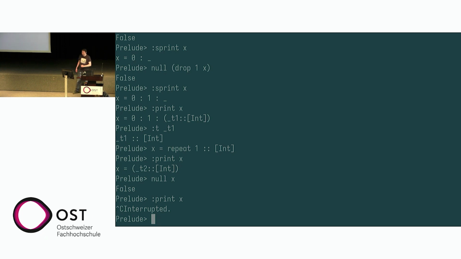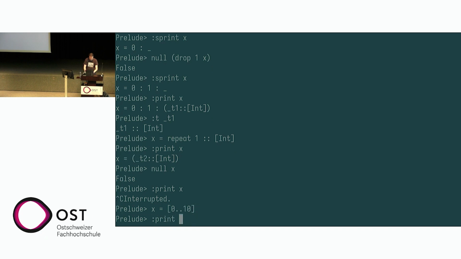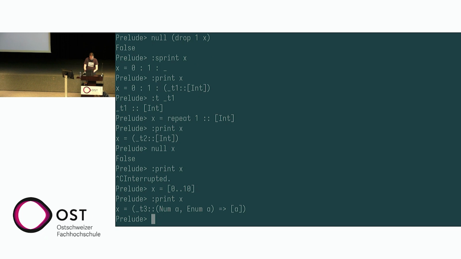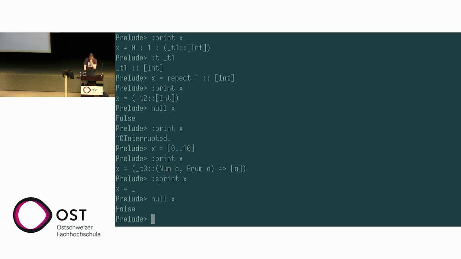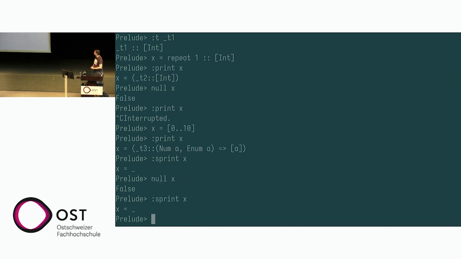Another thing that is a common pitfall if you do this for the first time in GHCi, if I do something like this, I get this, right? Now you can already see the type signature, but sprint will just print an underscore. Sprint is even more dangerous. I think print in that sense is better because it warns you effectively. But now if I do null x, I get false, and if I do sprint x, I still get the underscore. Why is that?